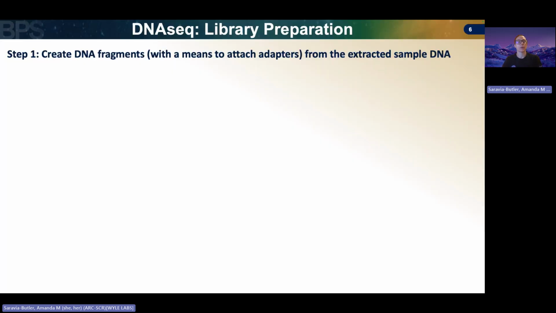The first step is going to be to create DNA fragments with some kind of means to attach adapters from the extracted sample DNA. If you remember in the pyrosequencing, we had our unknown region, but then we had to have that known region at the beginning in order to create primers that will hybridize to it in order to initiate the sequencing of the unknown. So we have to be able to attach a known sequence to our unknown DNA that we want to sequence.